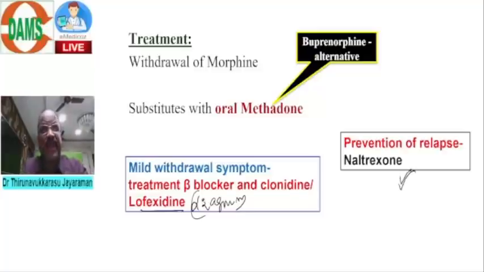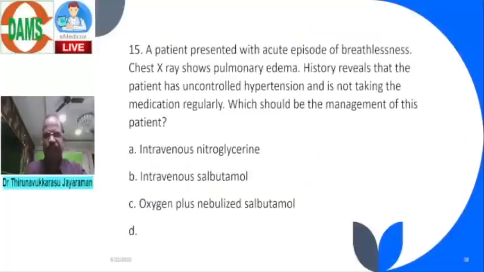Naltrexone is useful for maintenance therapy for treating poisoning as well as useful to prevent relapse of morphine habit. Anyway, I think your question, acute morphine poisoning, for that the right answer is intravenous naloxone.